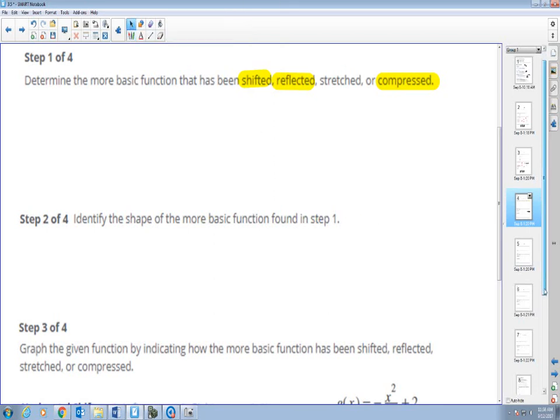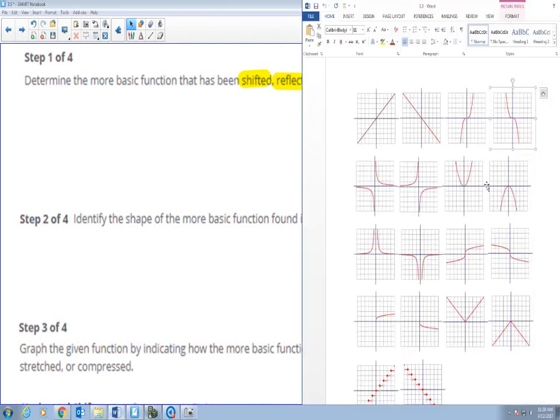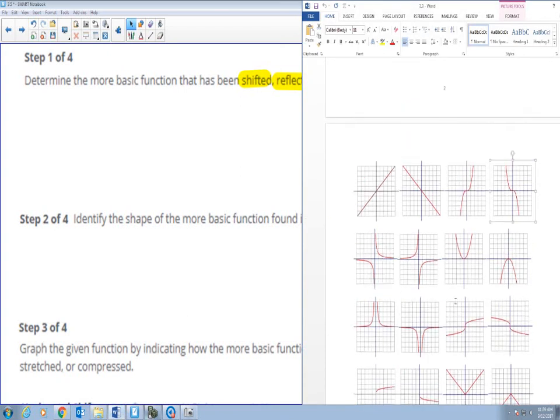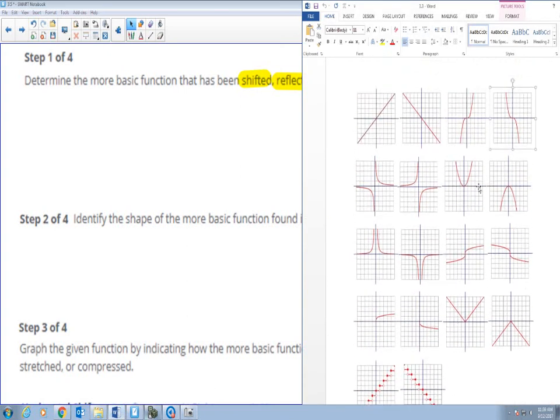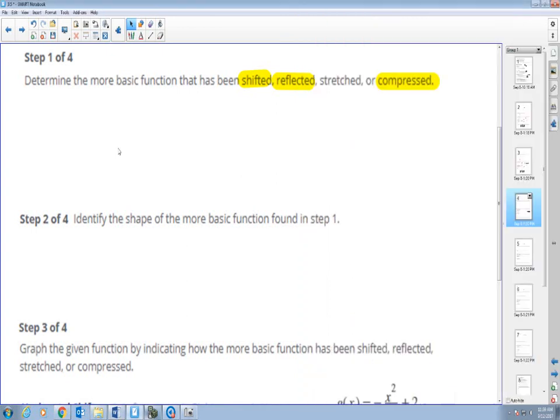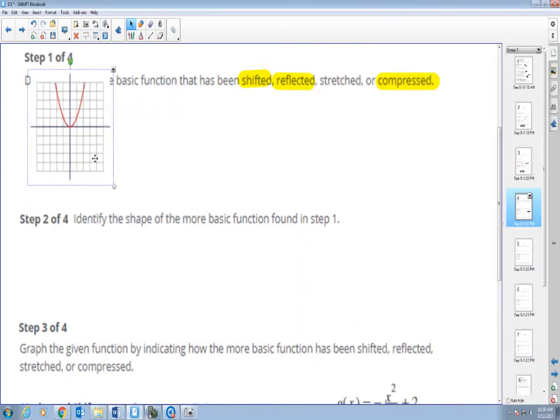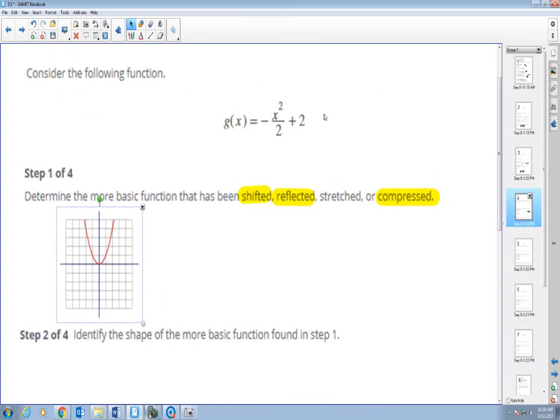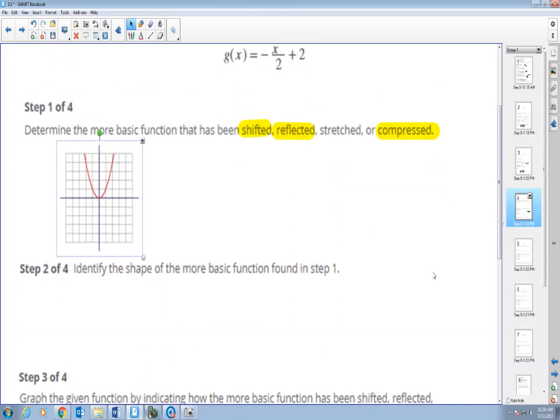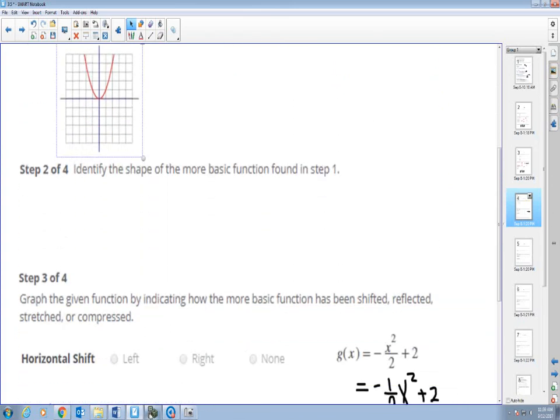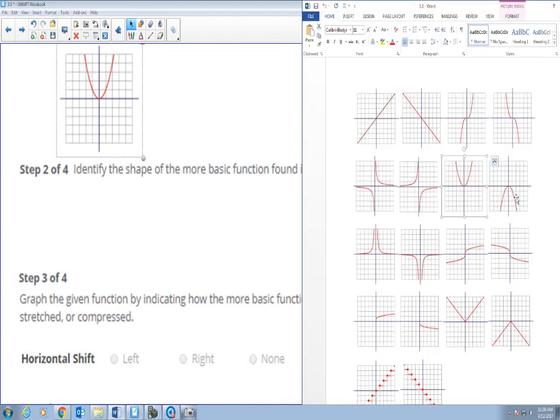So identify the shape of the more basic function found in step number 1. This is more like a parabola open downward. So you start thinking about a parabola being a U. When you see the x squared, you know that's a U open up. But if you look at the other components, the transformation will eventually turn it into a parabola open down.